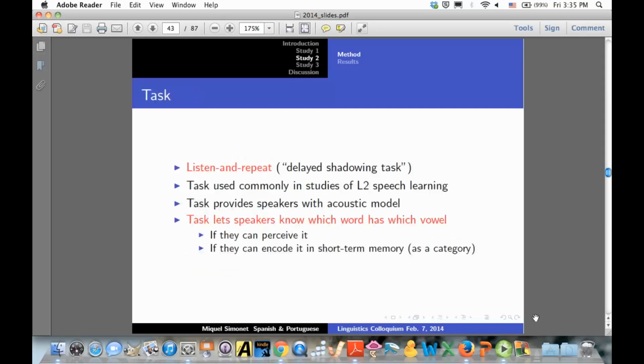And the task is simple and boring, but it's illustrative when we compare it to what we knew from before from other studies. The task is just a listen-and-repeat task, a delayed shadowing task, which is commonly used in second language speech studies. What matters in this task is that speakers have an acoustic model, have something to follow, and this at least gives them a clue of which word has which vowel. So if the problems were coming from there, everything should be solved here. They should be getting it quite well, and if not, then not exactly.